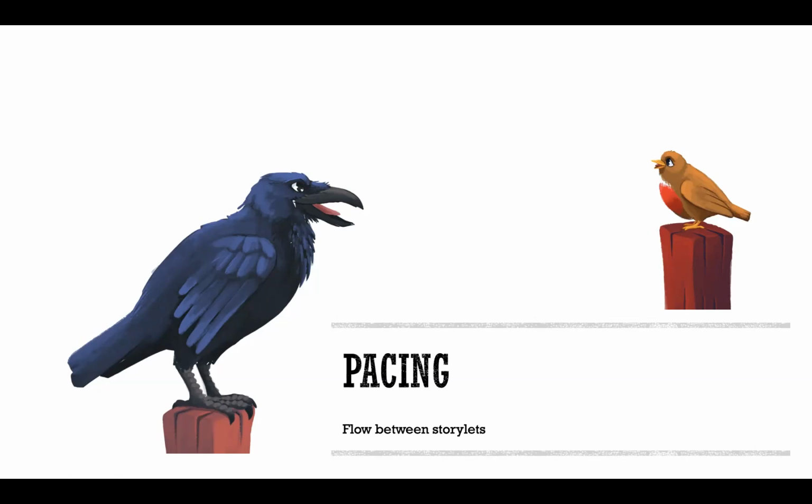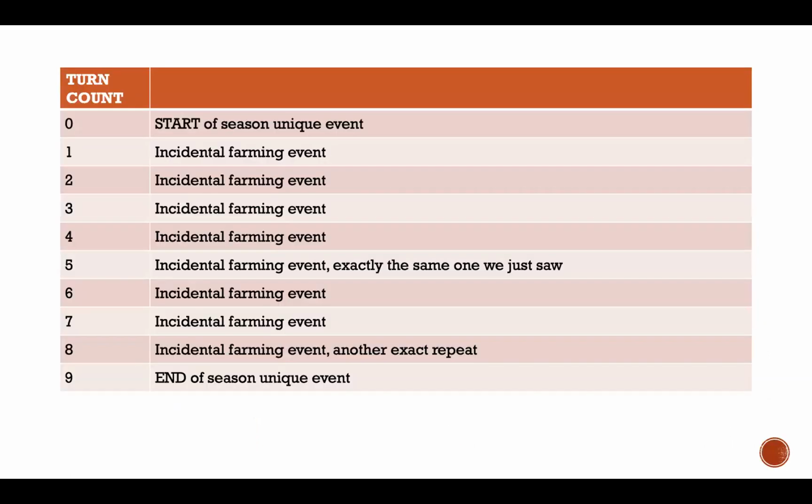So another major factor in this was pacing and creating the flow between storylets. There are a lot of things that can go wrong with this kind of system in the pacing experience. If you just have a big bag of storylets that can occur, and we're drawing from that bag depending on current state, you could have a season where we pull in a series of events, and we get the same exact event that we just selected.